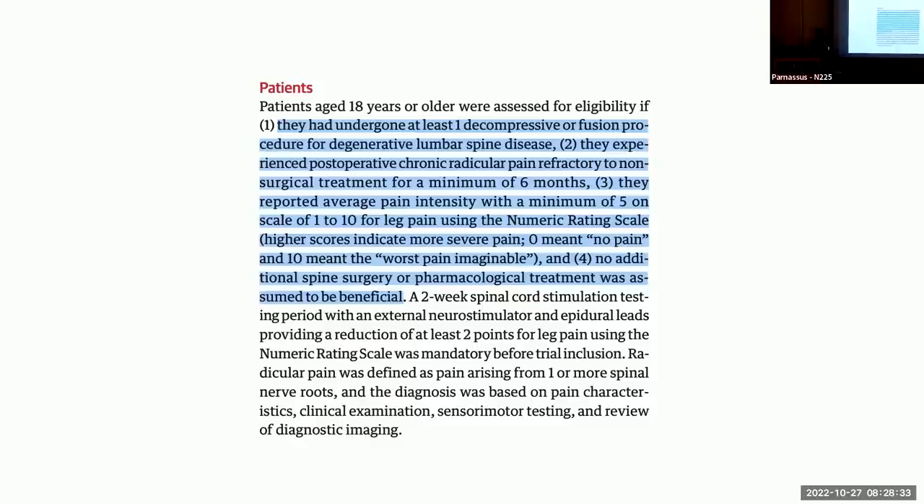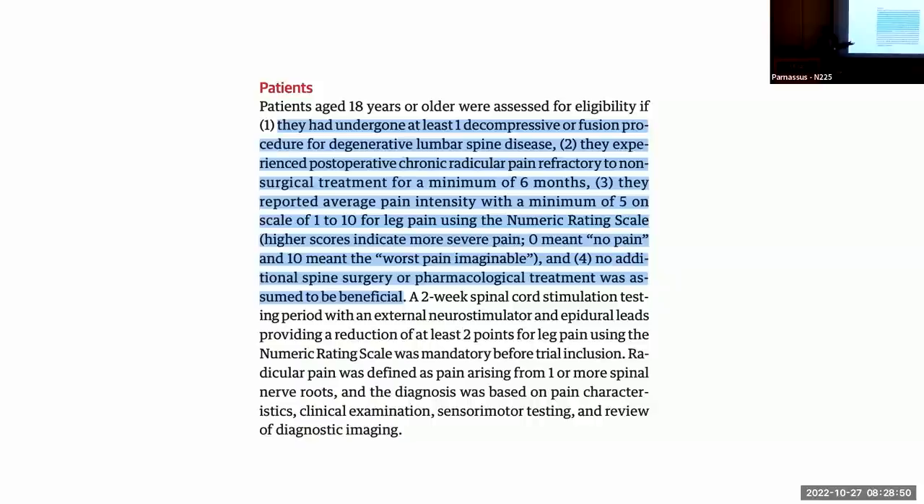So I never know what to interpret when people say their pain is 12. I don't know what to make of it, you know? Because I thought 10 was the max. It's the worst imaginable. But I never know. And no additional spine surgery or pharmacologic treatment was assumed to be beneficial. So this is really the worst of the worst, the people getting this spinal cord stimulator.